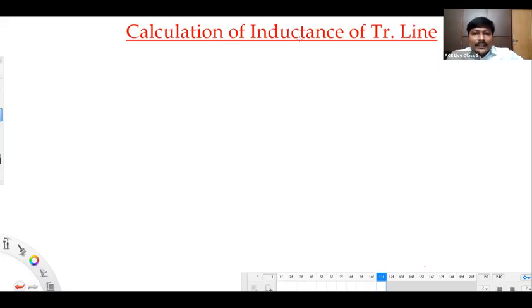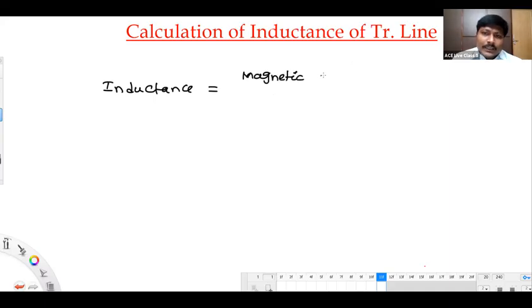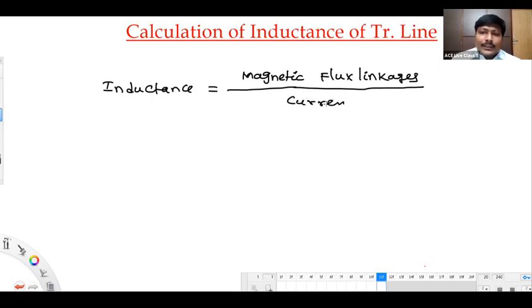Let's think about this. The basic thing I am going to discuss first: what is the basic definition of inductance? Inductance is defined as the ratio between magnetic flux linkages and current. Magnetic flux linkages by current. This is the basic definition of inductance.